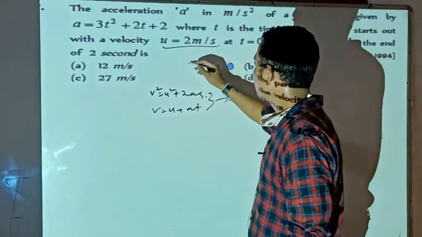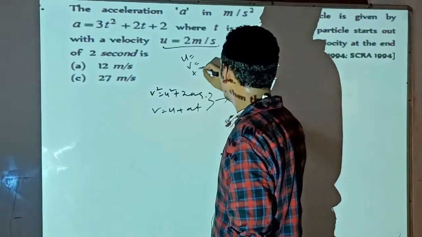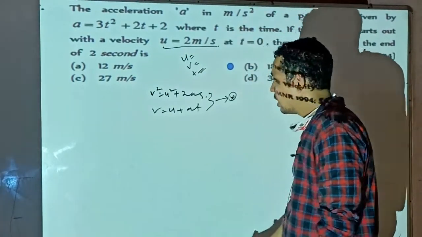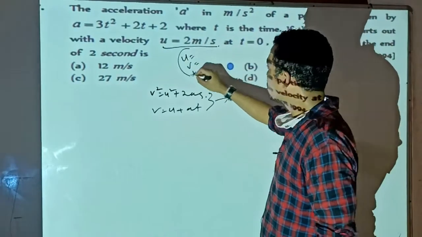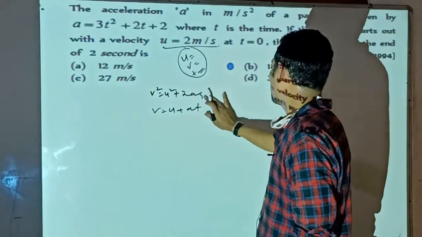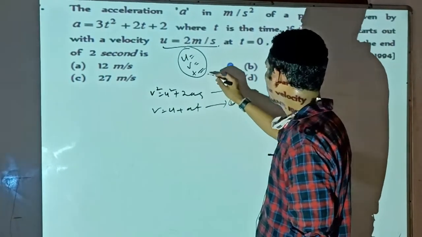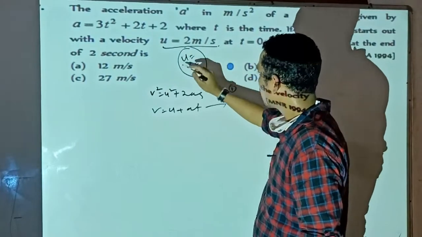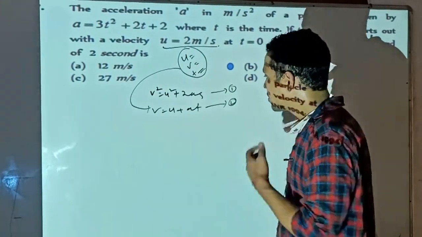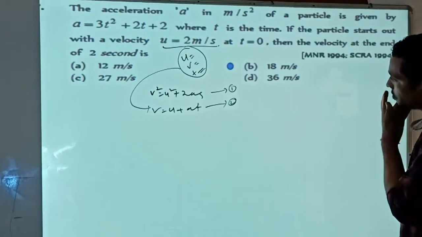Where you will have initial velocity, final velocity and time, so three terms have been given, and for these three terms your second equation will be suitable. If you just mark the first one as 1 and the next one as 2, then for including these three terms, which are available in the second equation, you are going to just take the second equation, okay.